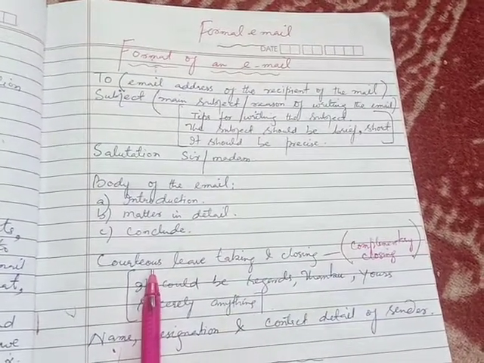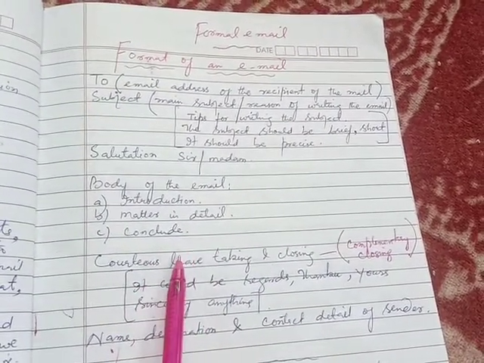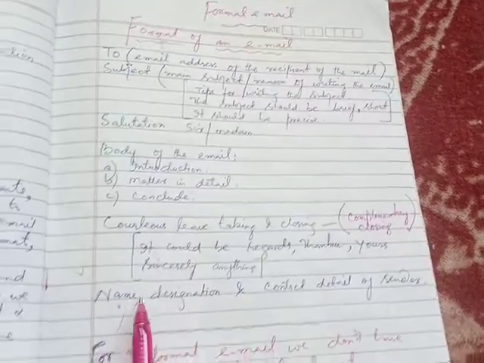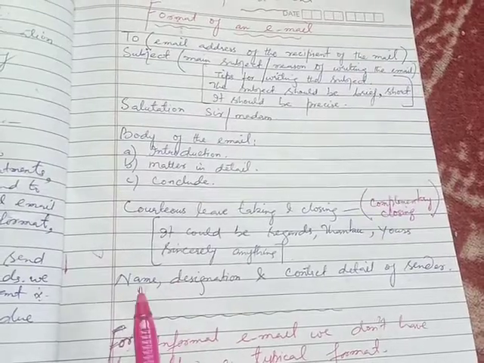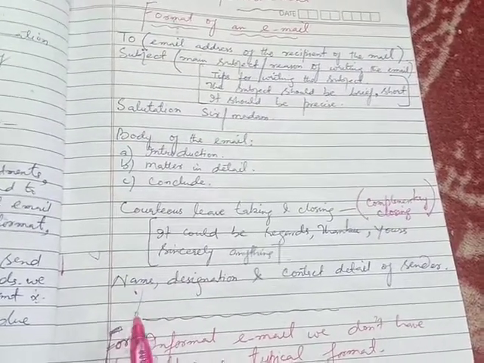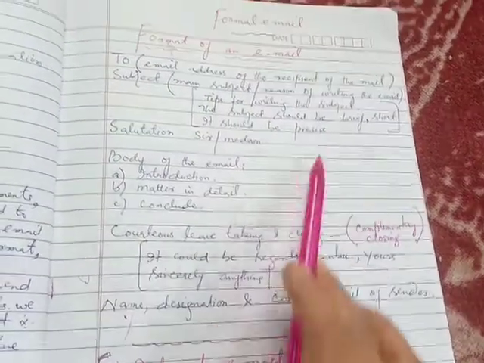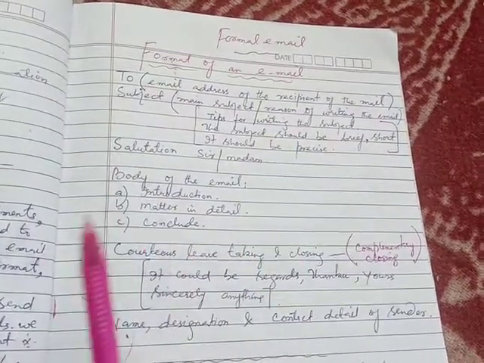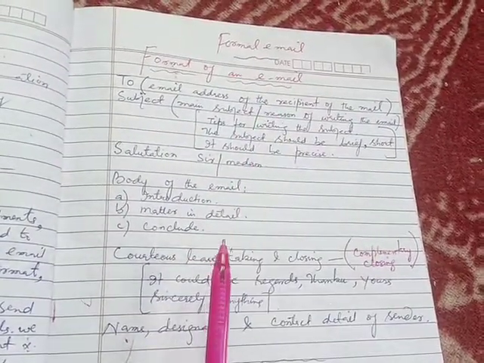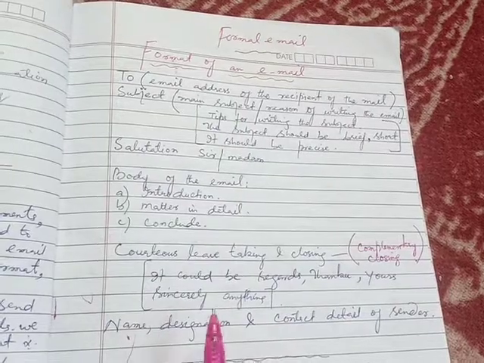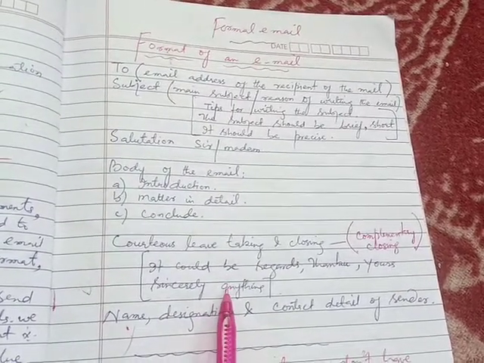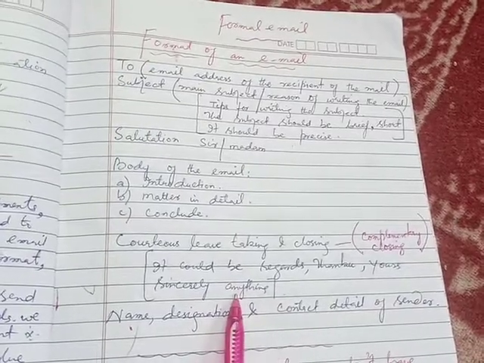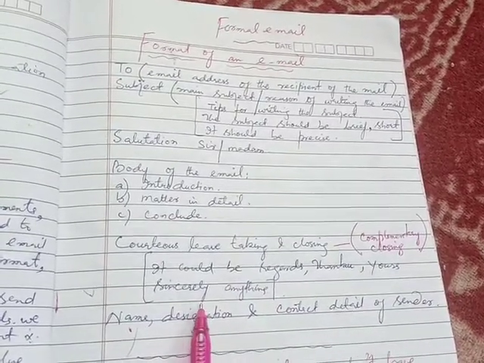After that, dear students, courteous leave taking and closing, that's complimentary closing. It could be regards, thank you, yours sincerely, or anything. Then here you have to write down the name of the sender, designation of the sender, and contact details of the sender. The format is very easy. So for writing a formal email, you have to follow the particular format. But as far as informal emails are concerned, we don't have to follow a typical format.